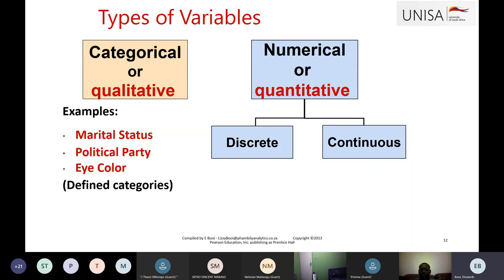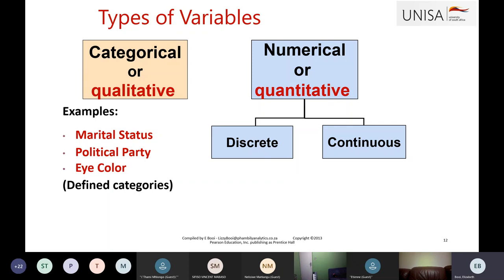So if it has a decimal, let's put it this way, if it has a decimal, it can be continuous. If it takes a whole number, then it can be discrete, because discrete, we count them. There are variables that are not going to be discrete, even though we count them, because of the manner in which we refer to them.